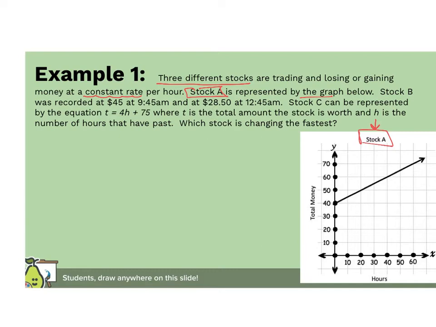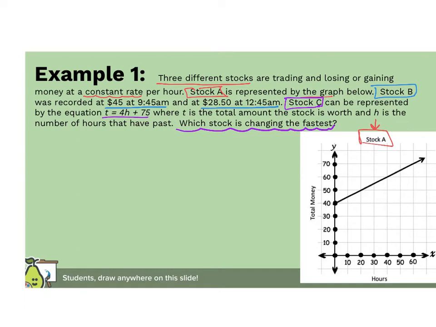Stock B is recorded at, okay, so they're giving us ordered pairs, $45 at 9:45 and $28.50 at 12:45. Okay, and then we have stock C, and they gave us an equation. The question is, which stock is changing the fastest?